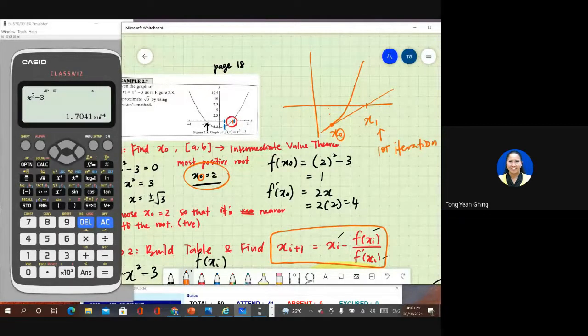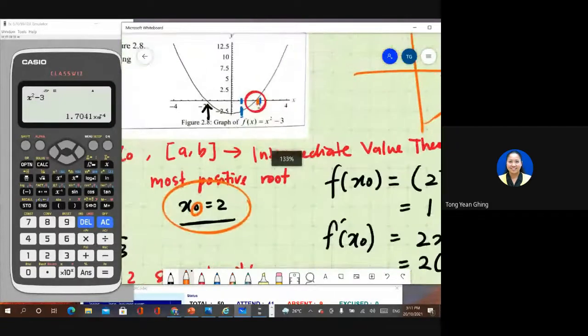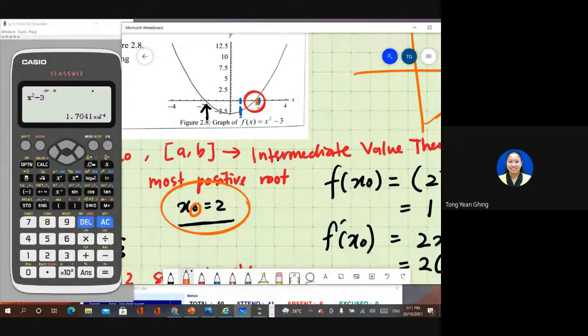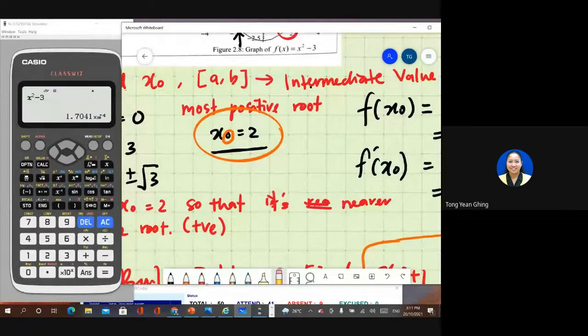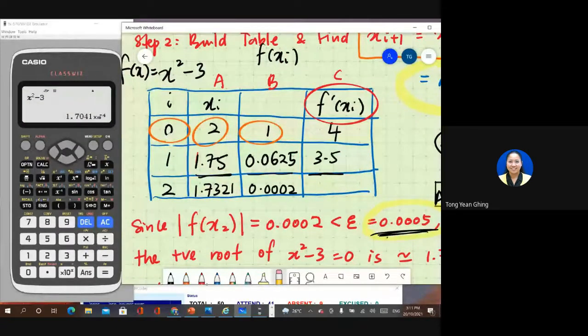For X0, if we have a graph like this, we choose the X0 that is closest to the root. Looking from here, it is nearly 2. It is near to the 2. So that's why for my X0, I choose 2. Okay, so in the table here, this one is the 0 iteration. X0 is what? We start with X0 equal to 2. So that's why I put 2.